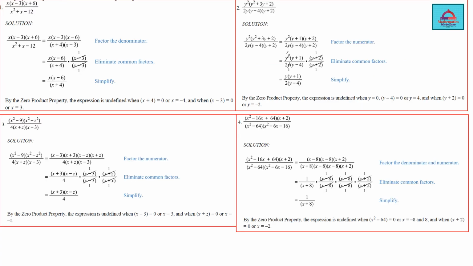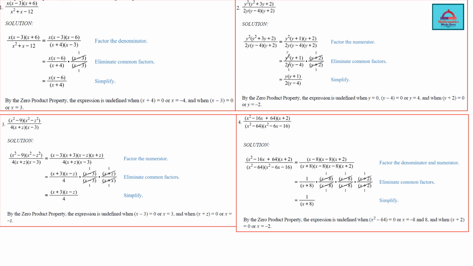Look at the first question here. The denominator can be factorized using x plus 4 and x minus 3. We are using middle term splitting for doing the factorization, and then you can cancel the common factors or eliminate them from the numerator and denominator. So x minus 3 is common, we cancel it, and what we are left with is x multiplied by x minus 6 divided by x plus 4. So this is the simplified expression. Now, by the zero product property, the expression is undefined as the denominator is 0.